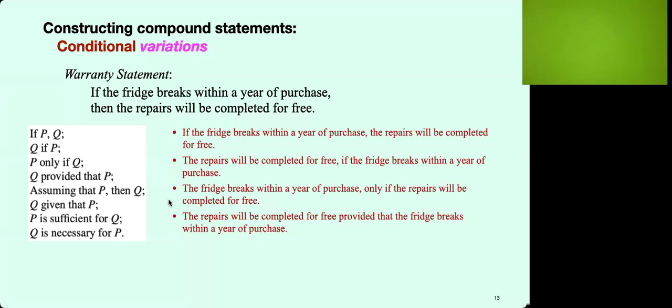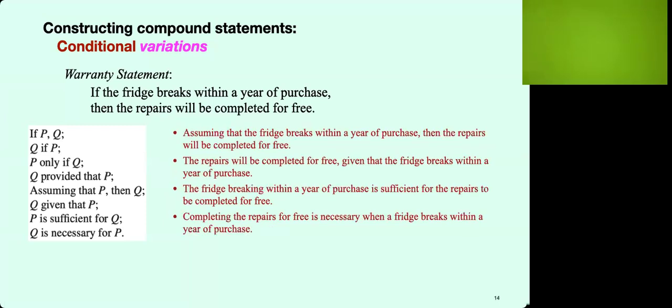The third sentence here is the fridge breaks within a year of purchase only if the repairs will be completed for free. And I'll let you read the next one. And there's 4 more. Assuming that the fridge breaks within a year of purchase, then the repairs would be completed for free. And I'll let you read through the next 3 example statements here. These are 8 different ways of structuring a sentence that is encoding a conditional statement. All right? Okay.